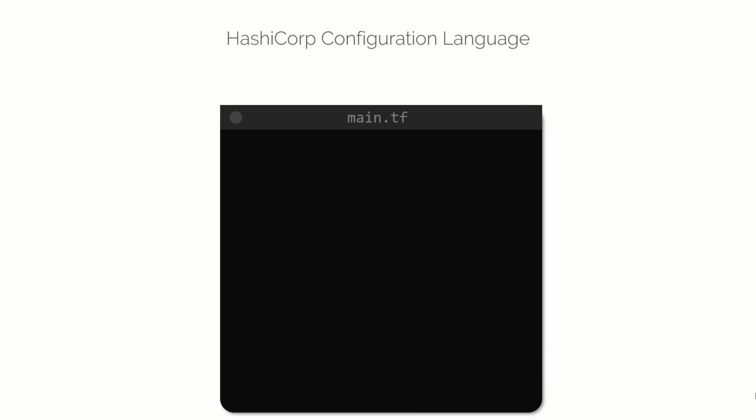Terraform uses HCL, which stands for Hashicorp Configuration Language, which is a simple declarative language to define the infrastructure resources to be provisioned as blocks of code.